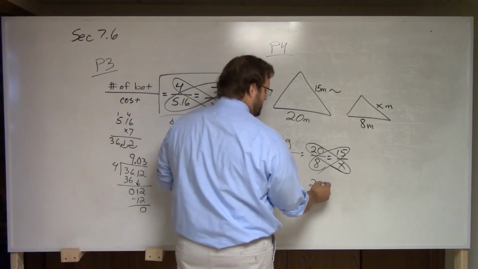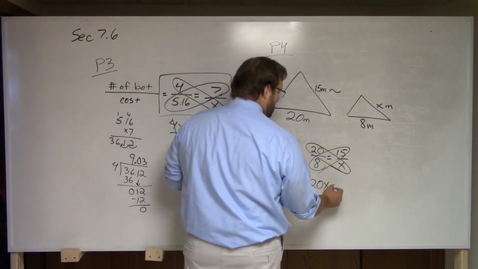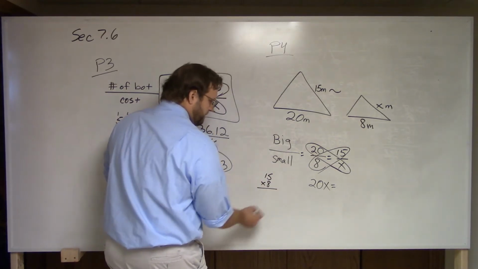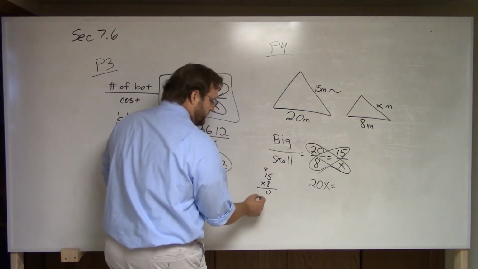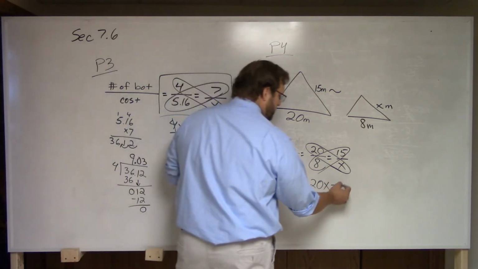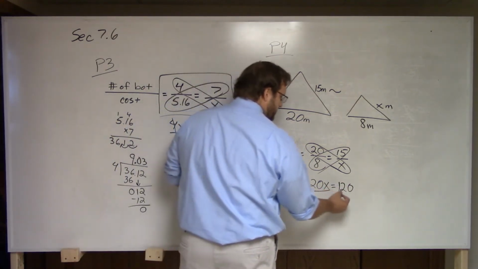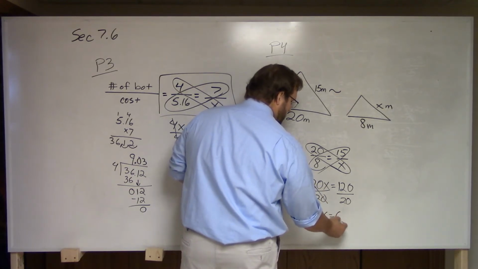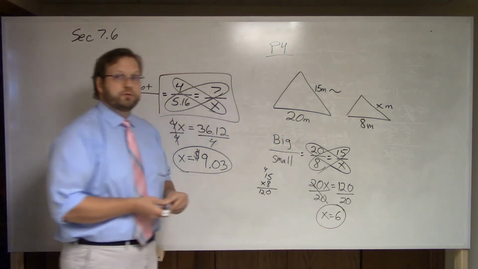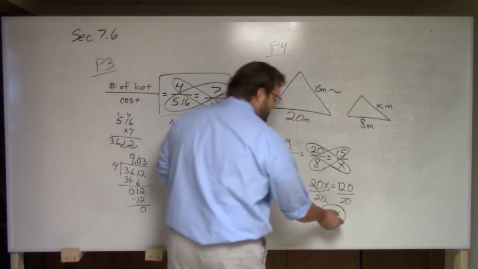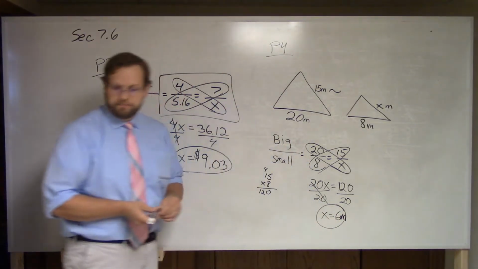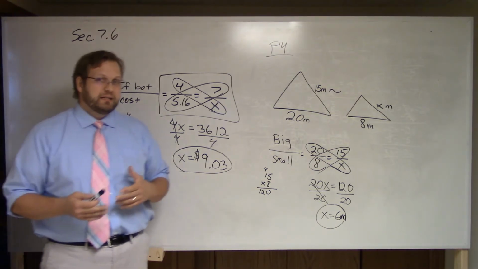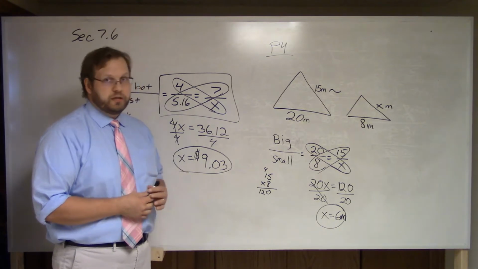I have a 20x equals, again, I have a 40, 8 plus 4 is 12, so I have 120. Divide by 20. And x equals 6. Okay, so in this case I'm dealing with 6 meters. Okay? So again, this is basically another comparison problem. It's just we're comparing two triangles.